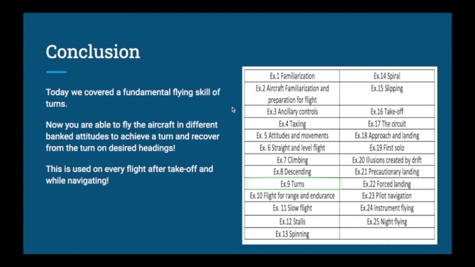And from here, the next lesson we're going to touch on is flight for range and endurance. So it's just establishing the aircraft in the different configurations, whether you want range or endurance. So we'll also learn about the mixture control and what range and endurance is on the next lesson.